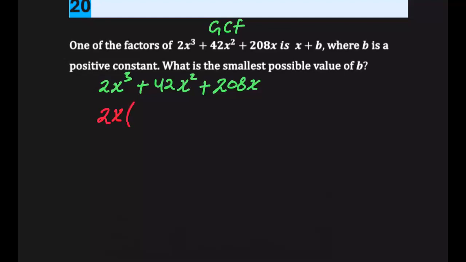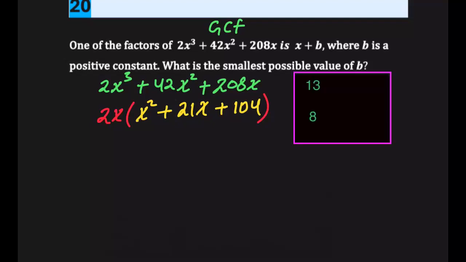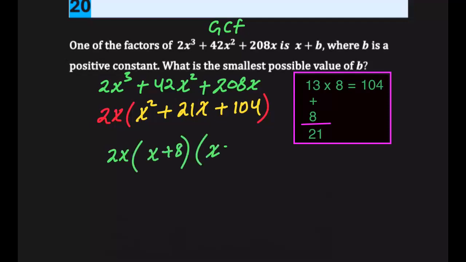Inside the parentheses, we are left with x squared plus 21x plus 104. So we're going to need two numbers. When you multiply, give you 104. When you add, give you 21. Those two numbers are 13 and 8. When you multiply, it will give you 104. When you add, it will give you 21. We have 2x, x plus 8, and x plus 13. The question is asking, what is the smallest possible value of b?